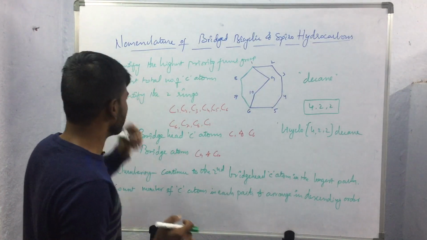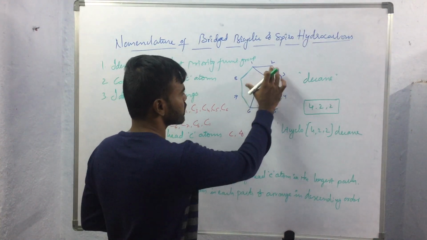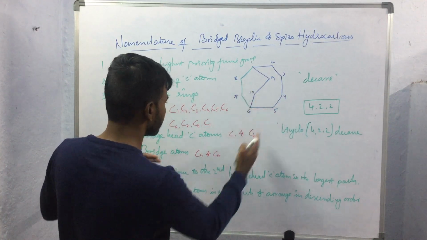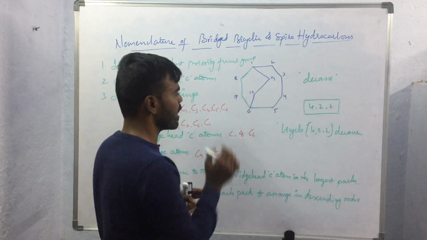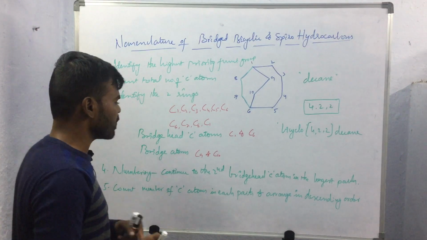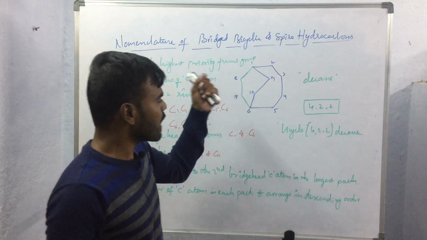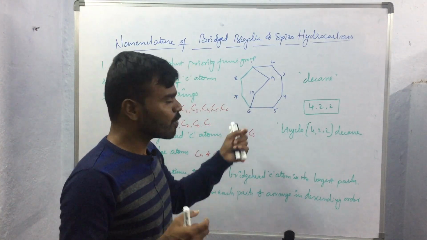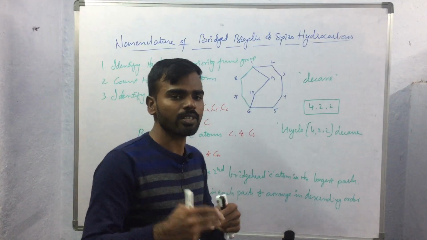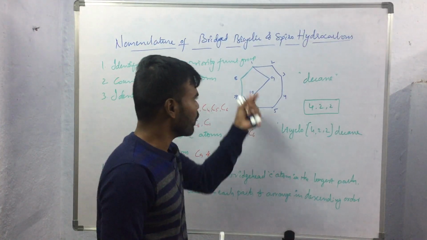Then the third rule: we have to identify the two rings present in the bicyclic ring. Here this will be one ring and this will be another ring. In these two rings we identify the bridgehead carbon atoms, and the bridge carbon atoms also. Then the fourth rule is numbering the compound. The numbering should start from one bridgehead carbon atom and proceed to the second bridgehead carbon atom along the longest path, and we did that.